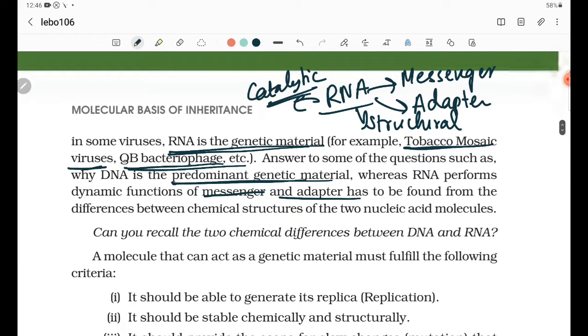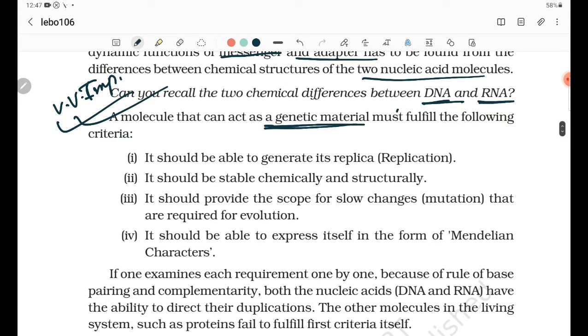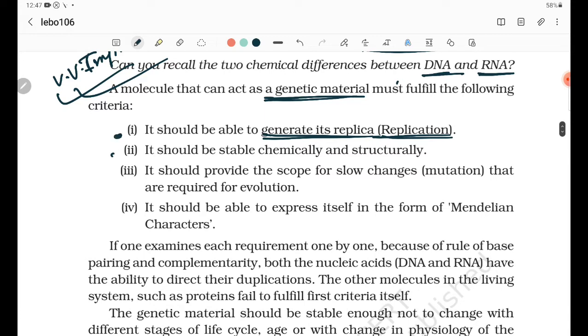Okay, so the differences between the chemical structures of the two nucleic acid molecules, that means the difference between DNA and RNA, I have already discussed. So what are the characteristics of a genetic material? This is also very, very important. Number one, it should generate its replica, that means it should undergo replication. The second point is that chemically and structurally it should be stable. And the third point is that it should provide scope for slow changes, that means it can mutate.